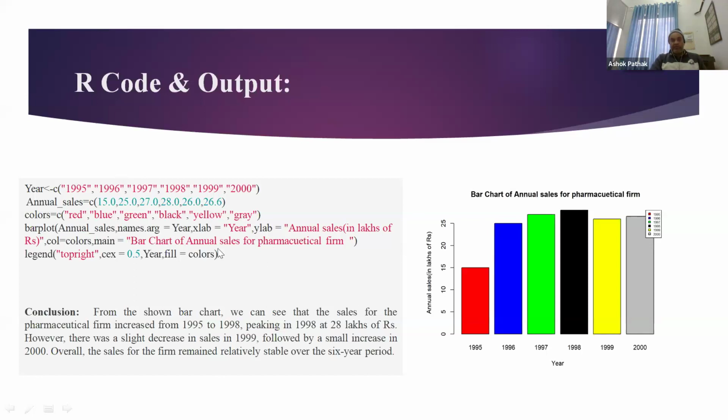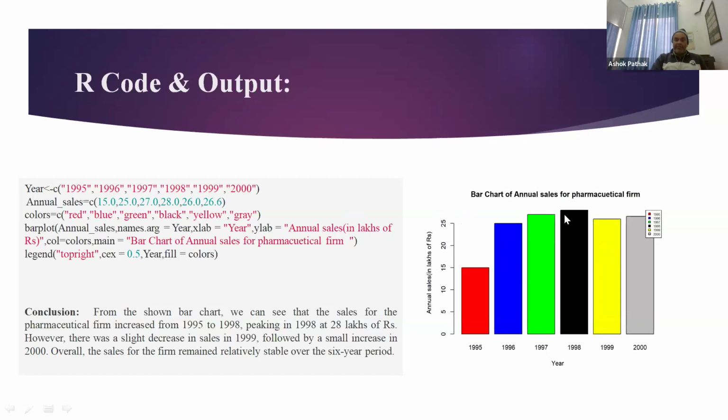This bar chart of the annual sales of a pharmaceutical firm will be the main title. And the x-axis you can give the name: year. Y-axis is nothing but annual sales in lakhs. Just running this one. If you fill colors, it will give you the colors. Otherwise, if you do not give the colors, it will give black and white in dotted forms.